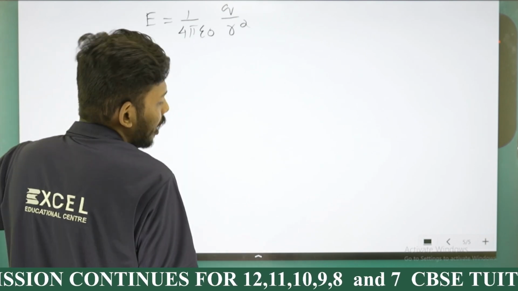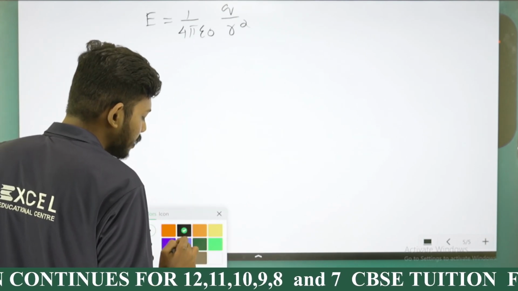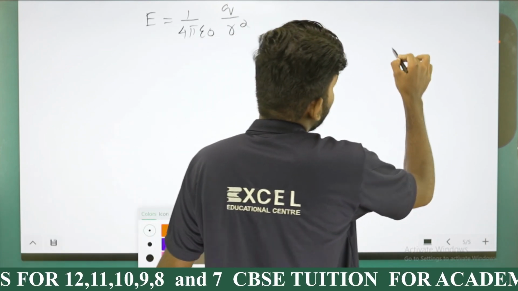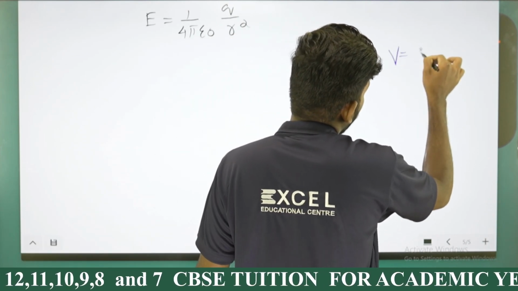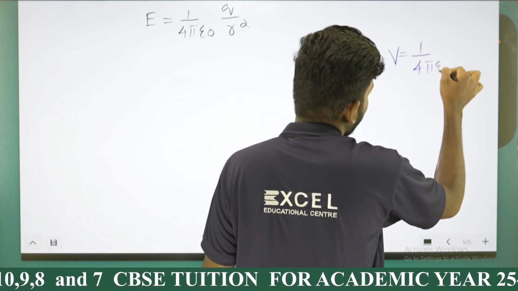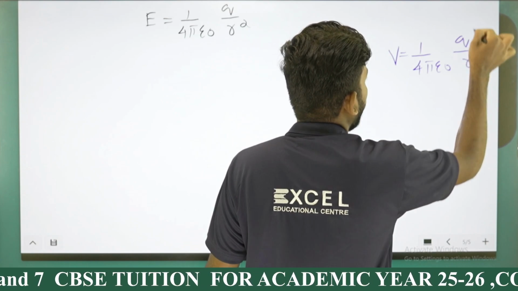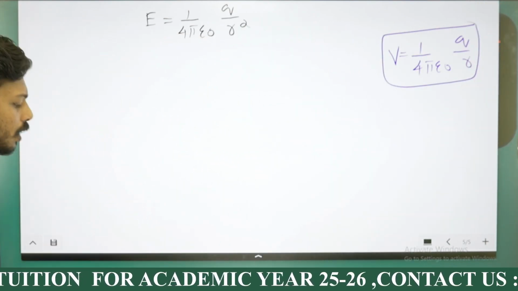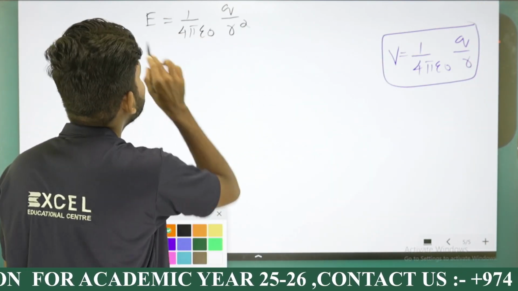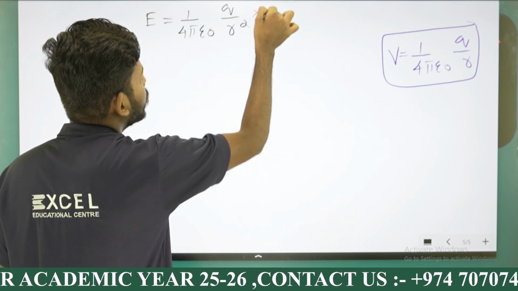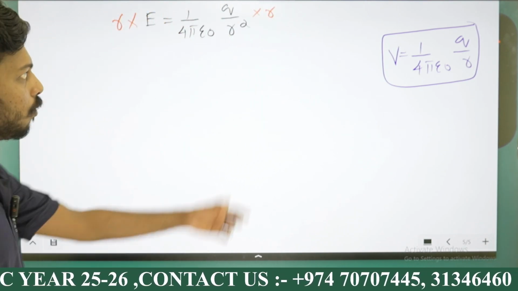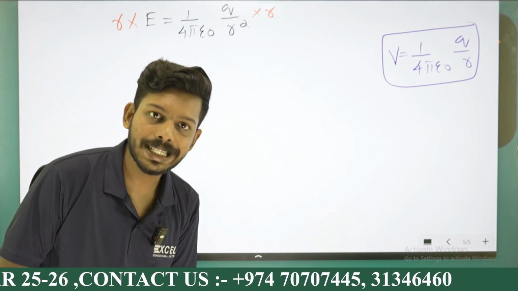Okay, fine. What is the value of potential? The value of potential for a point charge is V is equal to 1 by 4 pi epsilon 0 q by r. So what if I multiply this equation with r on both sides? What is meant by r? R means the distance or the length.